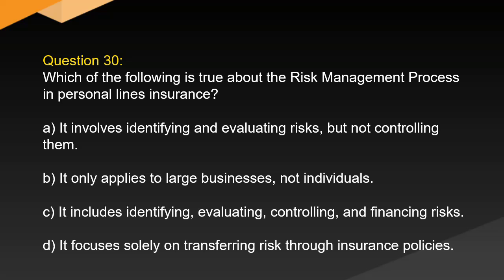Question 30. Which of the following is true about the risk management process in personal lines insurance? A. It involves identifying and evaluating risks, but not controlling them. B. It only applies to large businesses, not individuals. C. It includes identifying, evaluating, controlling, and financing risks. D. It focuses solely on transferring risk through insurance policies.